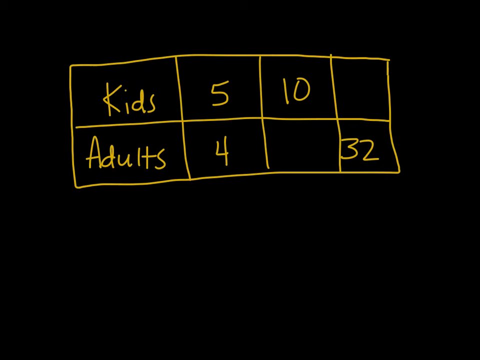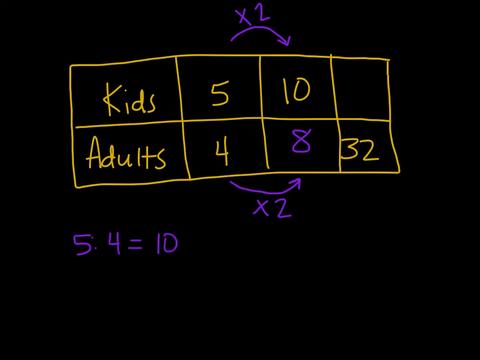Well, I have a known here. I know that I can figure out that 5 times something equals 10. 5 times 2 equals 10. So whatever I do to the top, I do to the bottom in this case. Times 2. So 4 times 2 gives me 8. So now my new equivalent ratio is, I've got 5 to 4 equals 10 to 8, which equals something to 32.